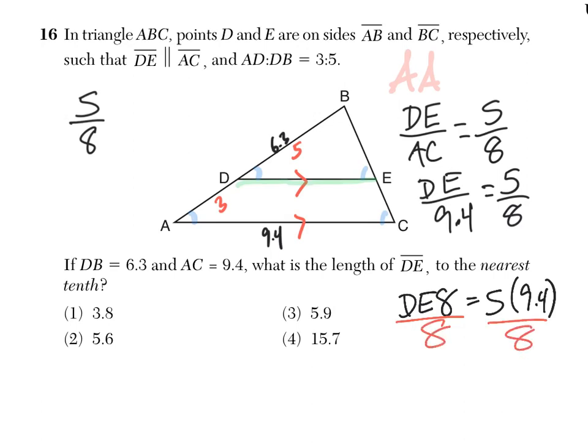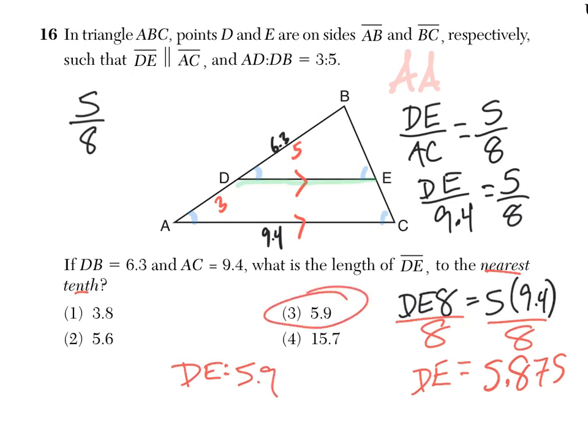And so what does DE equal? What is the length of this segment? It, of course, is 5.875. And to the nearest tenth, when we round up, it's going to be 5.9. So DE equals 5.9. Is that an option? Sure is. Option number 3.